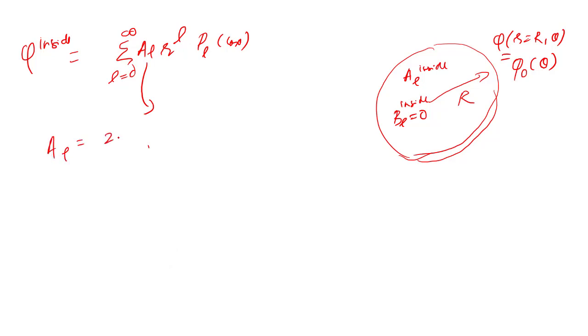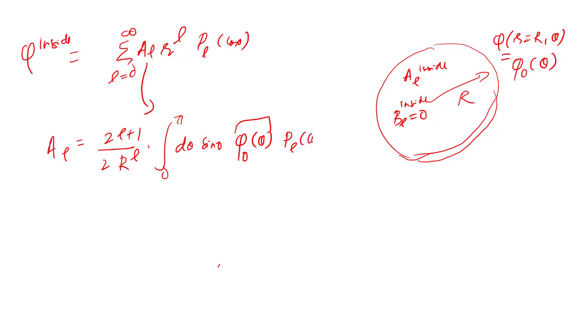We saw that these A_Ls are nothing but 2L plus 1 by 2 times R to the power L, times the integral from 0 to pi d theta sine theta, whatever is the potential on the surface, phi 0 of theta, times P_L of cosine theta, right? This is inside.